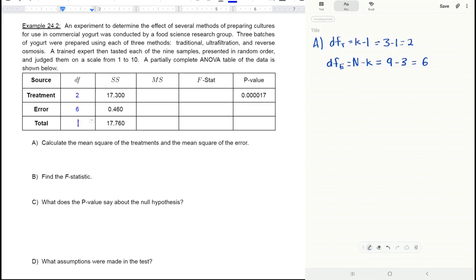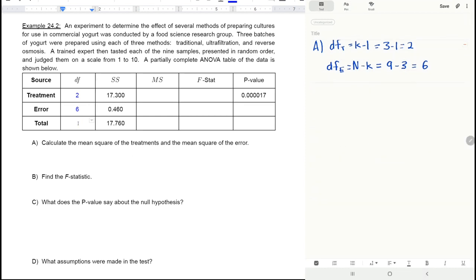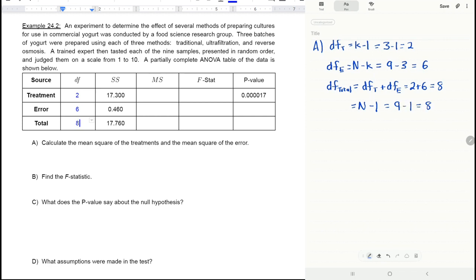So now we can fill in the rest of the table as well. We can calculate the total degrees of freedom, which is the sum of the treatment and the error degrees of freedom. So 2 plus 6 gives us 8 degrees of freedom. We can also calculate this by taking the total sample size minus 1. So that is 9 minus 1, which is also 8.